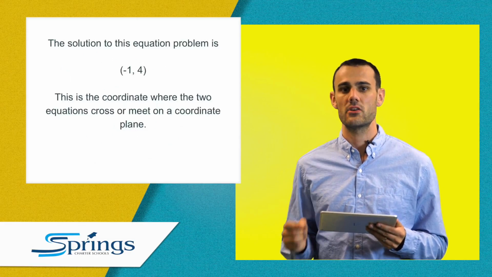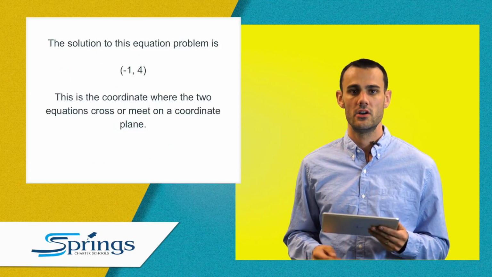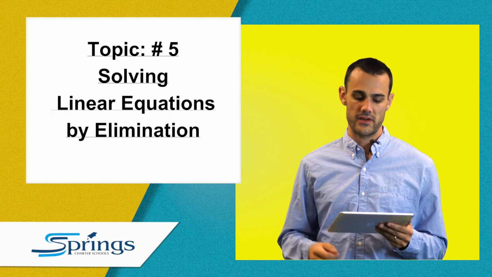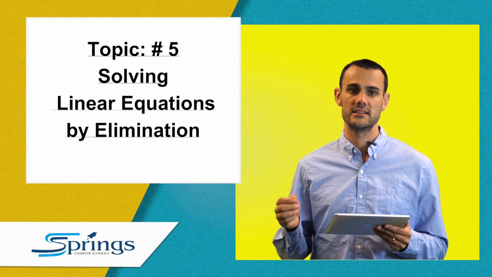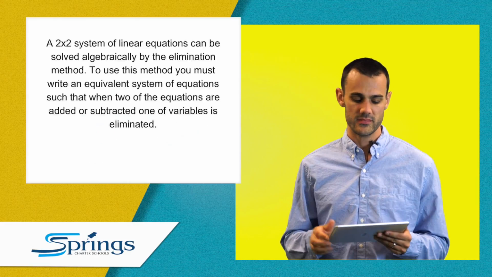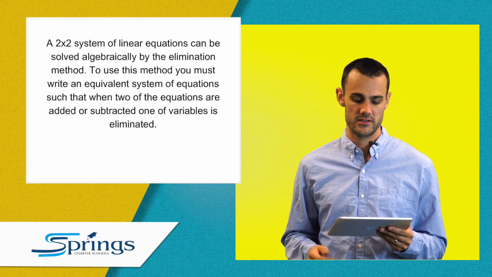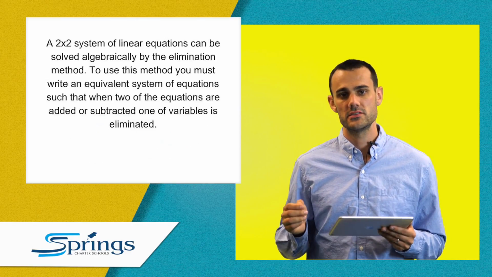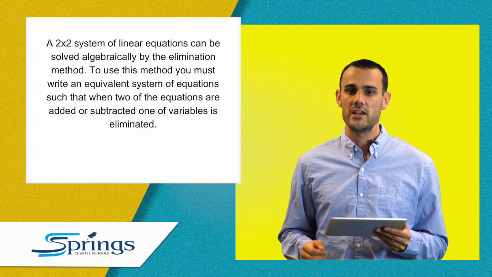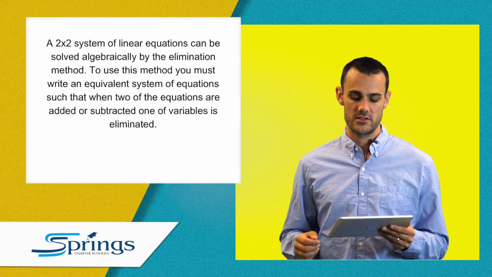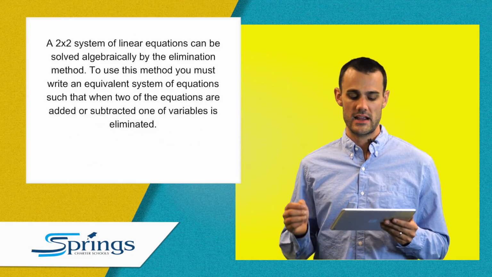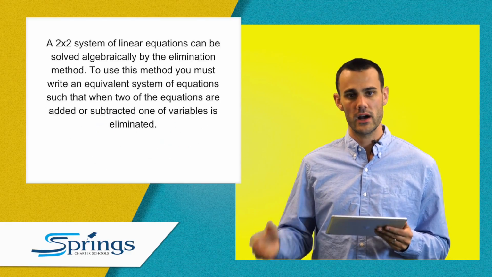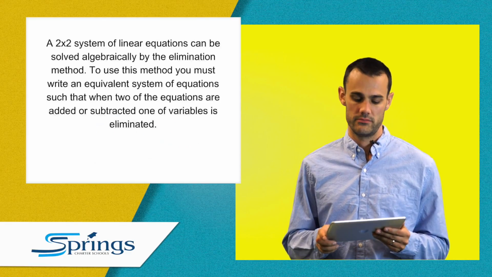So this is the exact coordinate if we were to graph those two equations, where those two lines would cross on a coordinate plane. Topic 5, solving linear equations by using the elimination method. A 2-by-2 system of linear equations can be solved algebraically by the elimination method. But in order for us to use this method, we must write an equivalent system of equations, such that when two of the equations are added or subtracted, one of the variables is eliminated, either the x variable or the y variable. And we're going to see what that looks like right now.